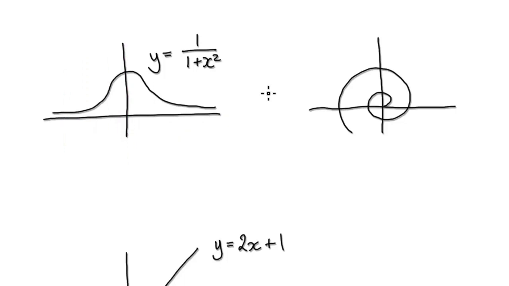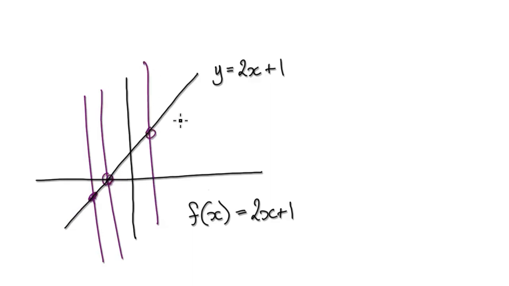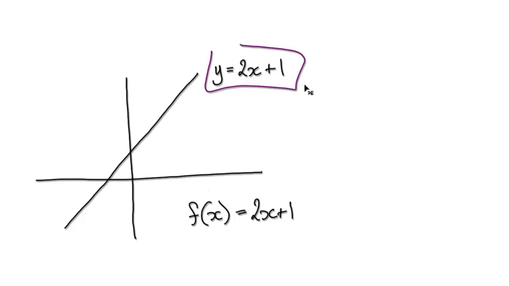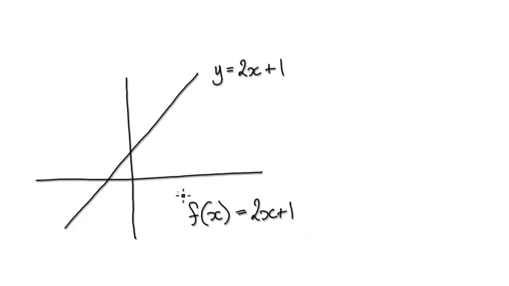So here's another example of a function. This is a graph that doesn't go back on itself. It's always moving to the right. If you draw a vertical line, there's only 1 point. So this here we know is a function. So I do have the right to replace this with f of x equals this. So this is a function now.